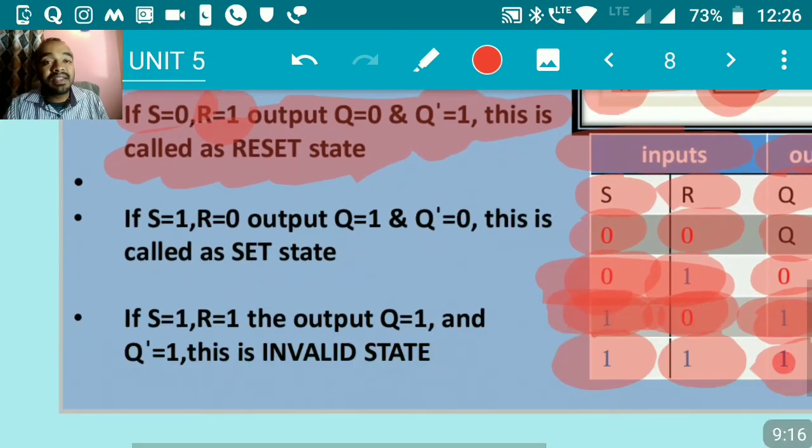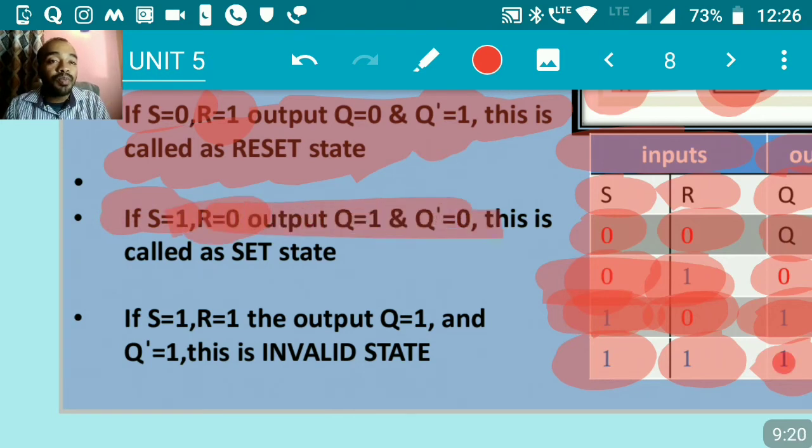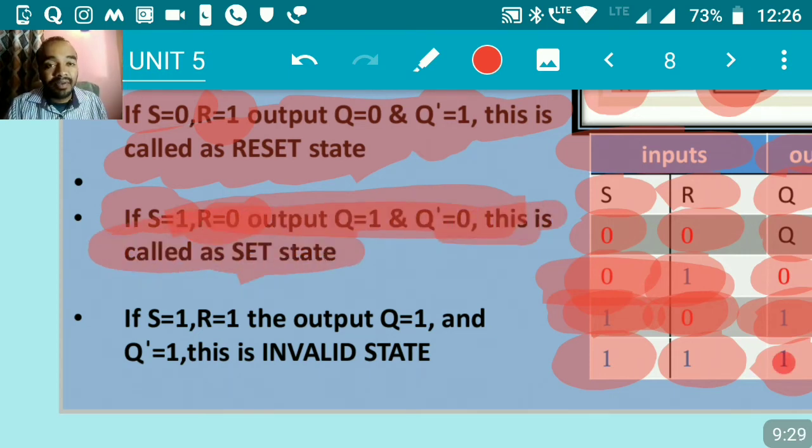So what happens if S is equal to 1 and R is equal to 0? The output Q is equal to 1 and Q bar is equal to 0, and this state is called the set state of the flip-flop.